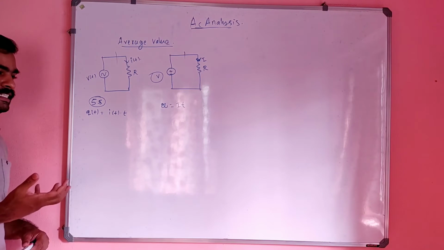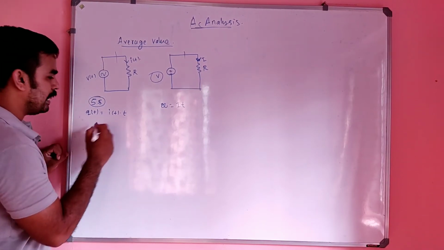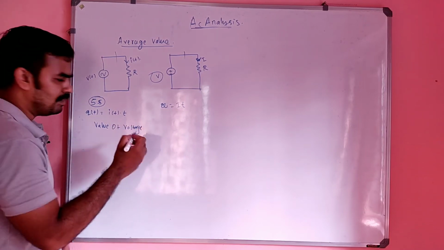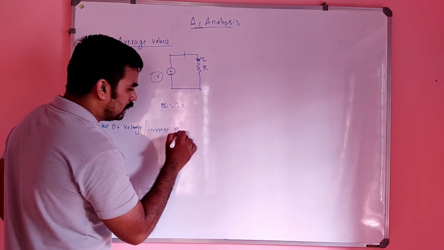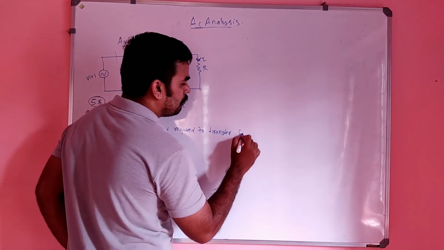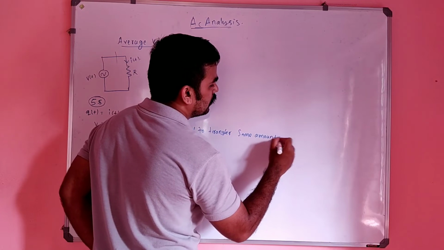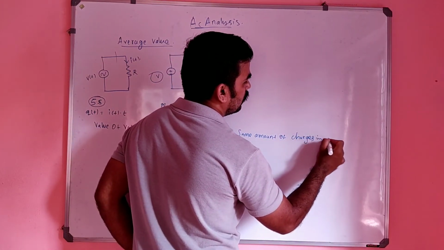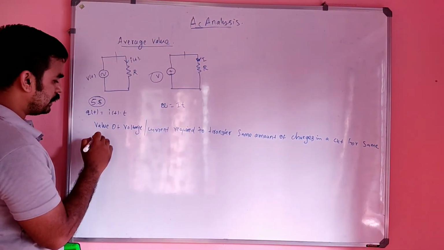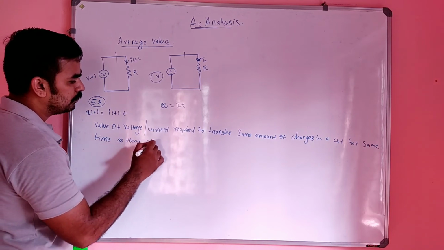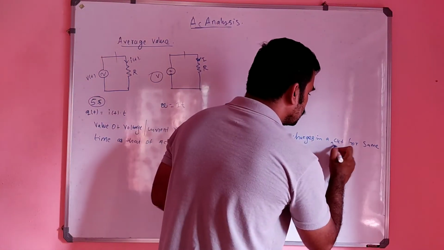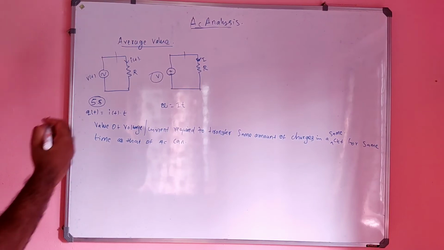So by definition, you can say like this: average value is the value required to, okay, I will write the definition: value of voltage or current required to transfer the same amount of charges in a circuit for the same time as that of AC. For the same amount of charge in the same circuit, for the same time as that of AC.